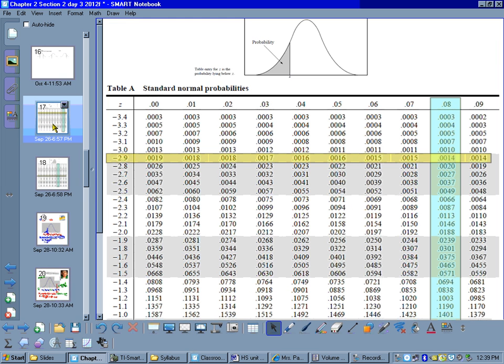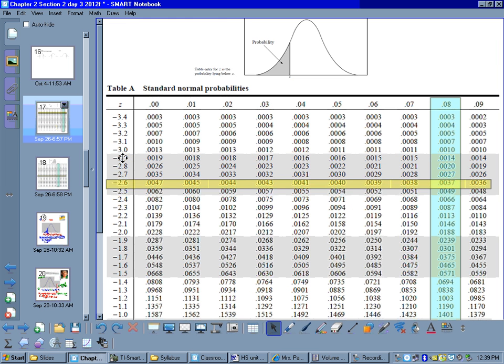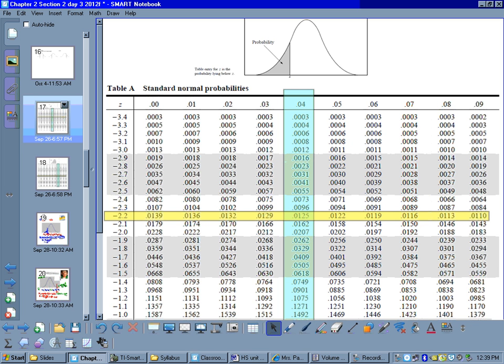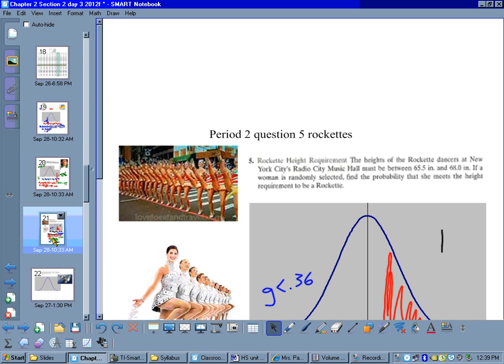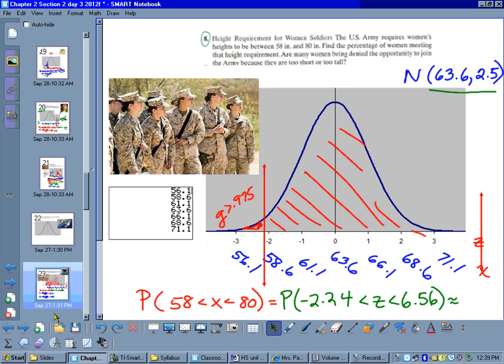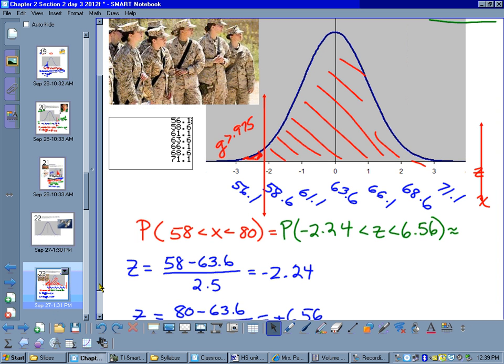So now we need to look up the negative 2.24. It's on the front page. Negative 2.24 is 0.0125. And we'll have to find the final answer by doing 1 minus 0.0125, which is 0.9875.